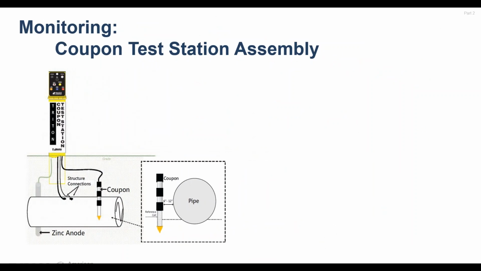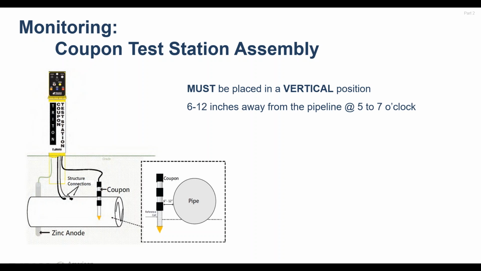And finally, monitoring. We talked about the importance of monitoring earlier in the presentation, and the fact that we're going to have to keep an eye on this beast. Most often, you're going to use some type of coupon test station for that monitoring. In this case, you can see the actual coupon reference cell placement adjacent to the pipe.